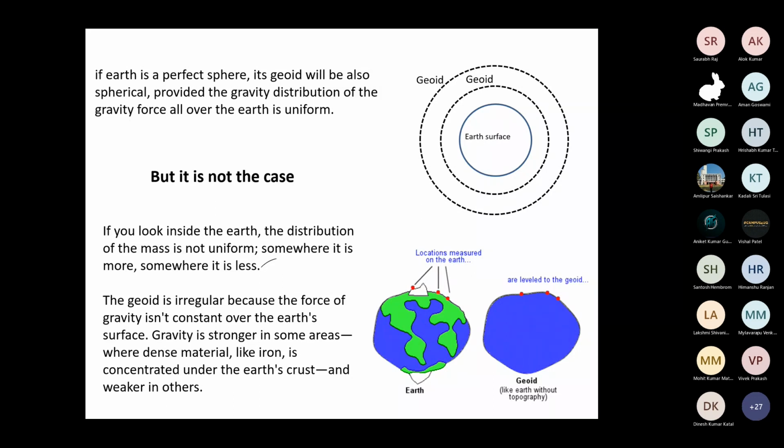Can you tell me what the problem is with this geoid? So it's not regular. It means if I want to measure this point here, here, and three locations of the Earth, the three locations will give me different elevations if I consider any geoid, because the gravity distribution is not the same. So what have we done? We have considered the geoid as water, like Earth without topography, a level to the geoid.